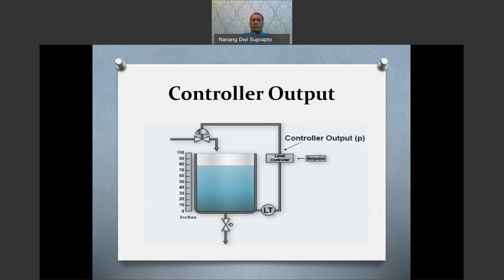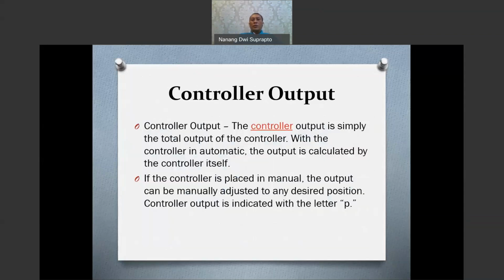Controller output. Controller output is simply the total output of the controller. With the controller in automatic, the output is calculated by the controller itself. If the controller is placed in manual, the output can be manually adjusted to any desired position. Controller output is indicated with the letter P.